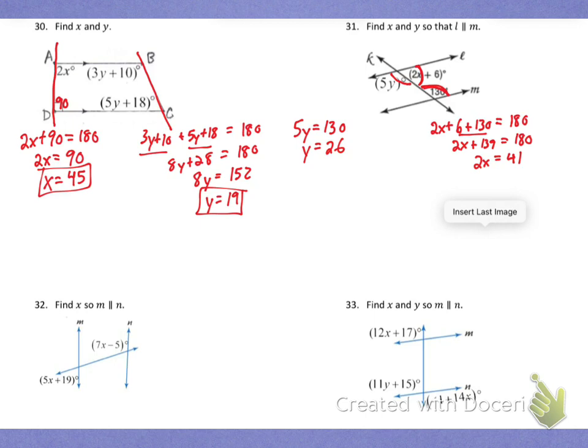That's not right. What am I doing wrong here? I did something wrong. That's 136, not 139. 136 here. Did my algebra wrong. So 180 minus 136 is 44. Divide that by 2, and I get x is equal to 22.